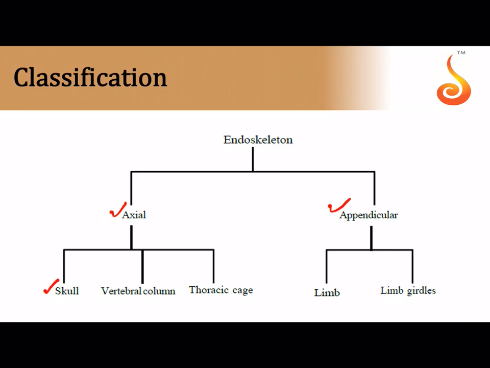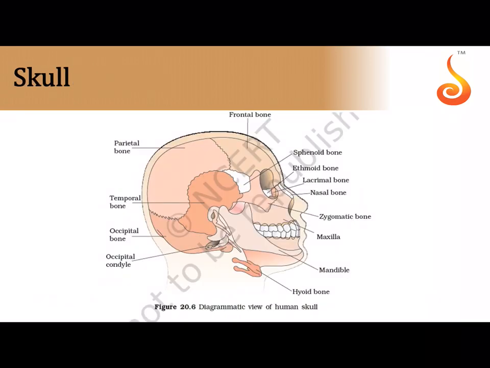In the axial skeleton we have the skull, the vertebral column and the thoracic cage with the ribs and the breastbone, or the sternum, and then in the appendicular skeleton you have the limbs and the limb girdle. Your shoulder and the hip region is the limb girdle. Now you know about the first part of your axial skeleton, that is the skull.